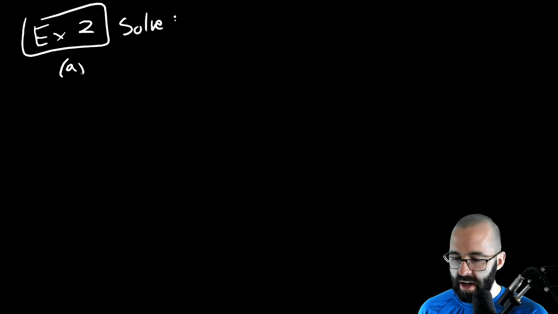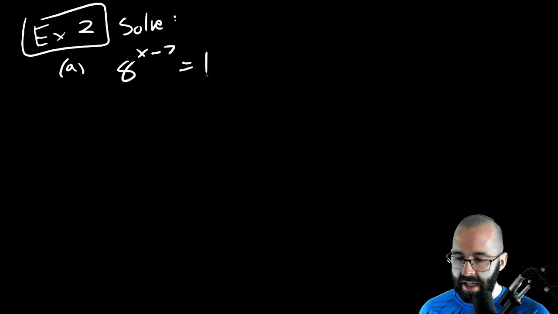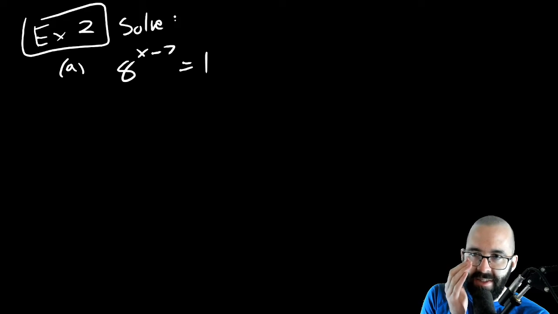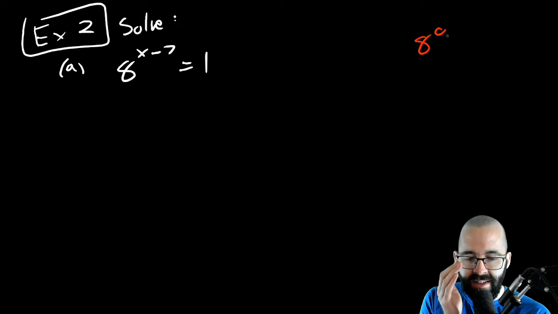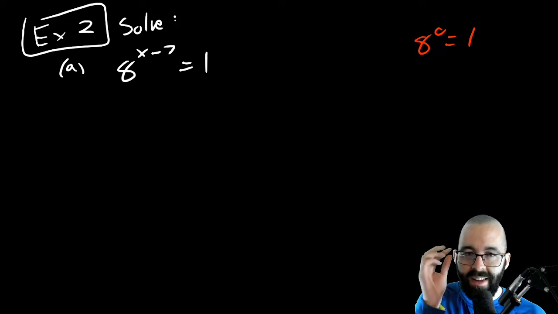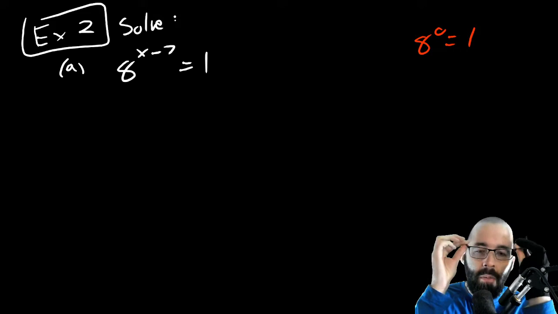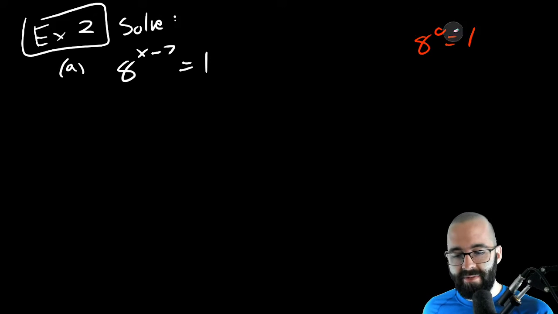Example 2. Solve. Part A. 8 to the x minus 7th equals 1. As a side note, we could use the last video's method here, because 8 to the 0th equals 1. And we could use this to find that x equals 7. But let's show the method.